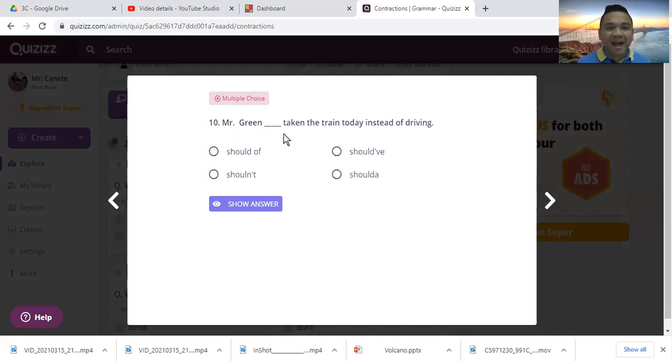Mr. Green blank taken the train today instead of driving. Is it should have, shouldn't, should have, or shoulda? Analyze carefully. Mr. Green blank taken the train today instead of driving. What's your answer?